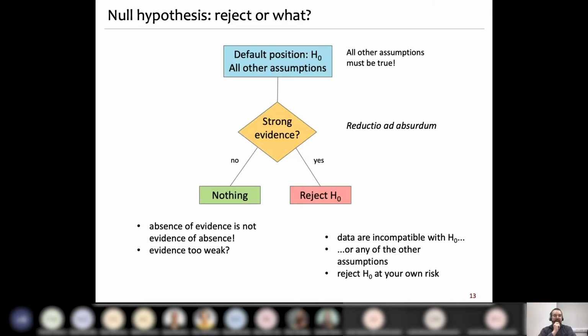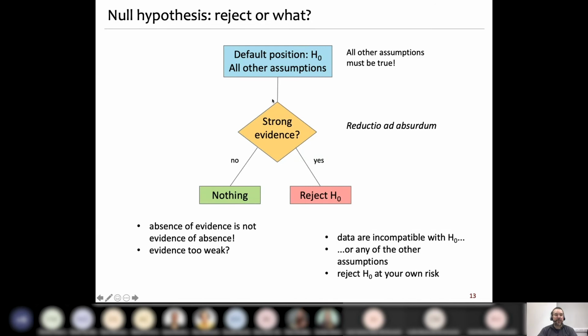And if we have the null hypothesis and we have a p-value, what do we do with this? We reject it or what? Well, our default position is H0. This is our null hypothesis. It also includes all other additional assumptions. Some of them might be implicit. There will be assumptions about the quality of your experiment, that all the biology is correct, that there are no technical issues. There's lots of stuff here. There are lots of hidden assumptions, apart from your null hypothesis that there is no effect.